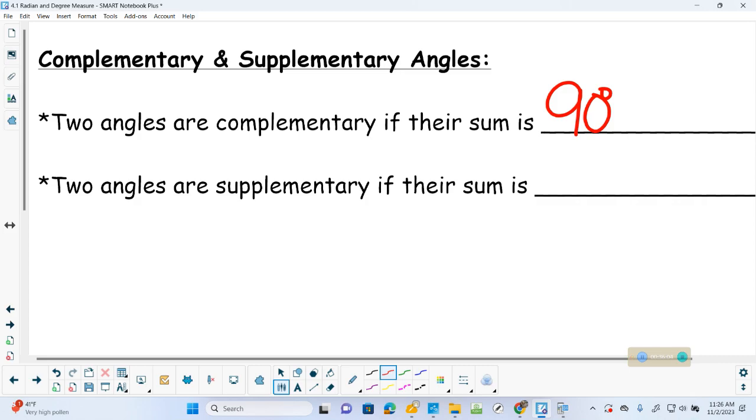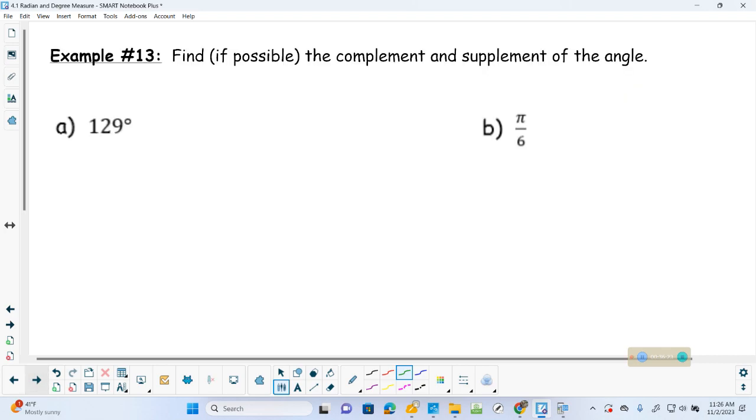Supplements add up to? Now, I'm going to put on here too, of course, that's the degrees. You might be in radians. 90 is pi over 2, of course. 180 is pi in radians. They might give you the angles in radians, so they're going to want the answers in radians. All right, let's do these last 2 and call it a day.